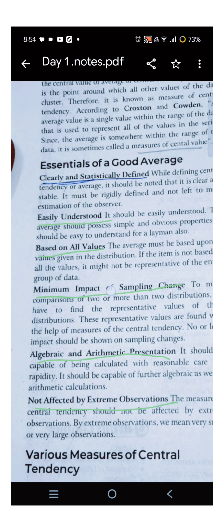Next topic, we are going to discuss the various measures of central tendency.